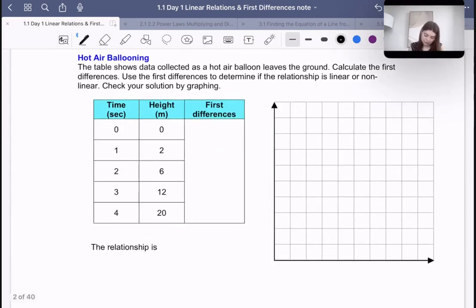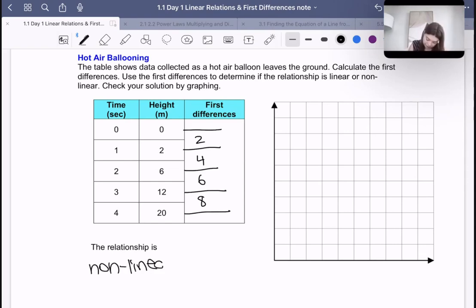Okay, let's do another one. This one says hot air ballooning. The table shows data collected as a hot air balloon leaves the ground. Calculate the first differences. Use the first difference to determine if the relationship is linear or nonlinear. Check your solution by graphing. Okay, so 2 minus 0 is 2, 6 minus 2 is 4, 12 minus 6 is 6, and 20 minus 12 is 8. So the first differences are not the same, so therefore it is non-linear.